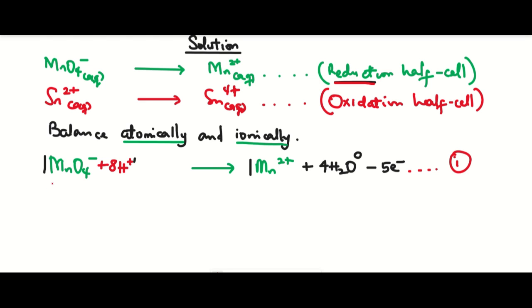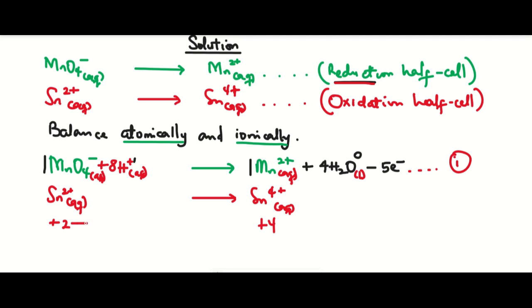Now, moving on to the second equation, we have Sn2+ to give Sn4+ aqueous. Don't forget this is in the aqueous state. Now let's balance atomically. We don't need to balance atomically because both the reactant and the product sides are equal. Hence, let's balance ionically. Ionically, we have invisible 1 here multiplied by 2, which is the charge of the Sn. So we have 2 plus, then we have plus 4 multiplied by the coefficient, we have plus 4.